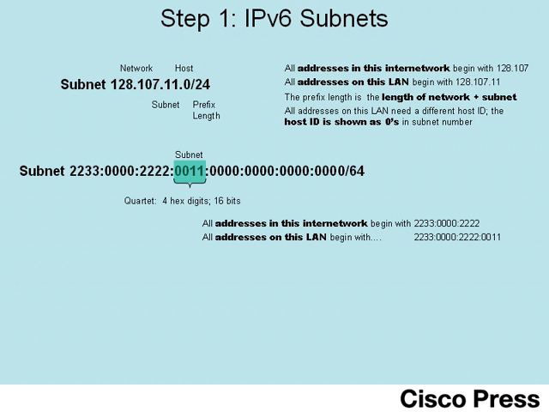And just like with IP version 4 for that LAN subnet on the left, all addresses begin with 128.107.11. Now with IP version 6, all addresses on that left-hand subnet are going to start with 2233:0000:2222:0011, or if you prefer, they'll all be in subnet 11.